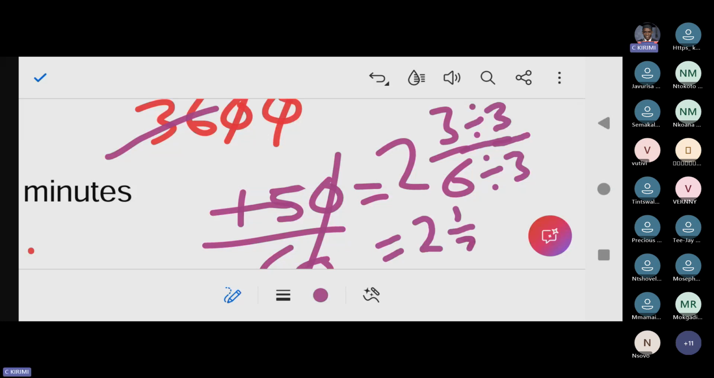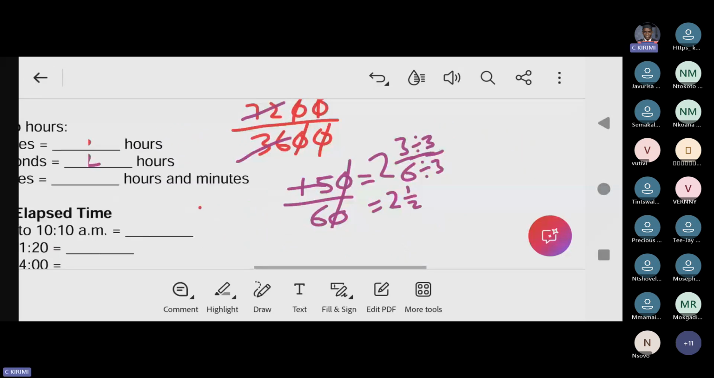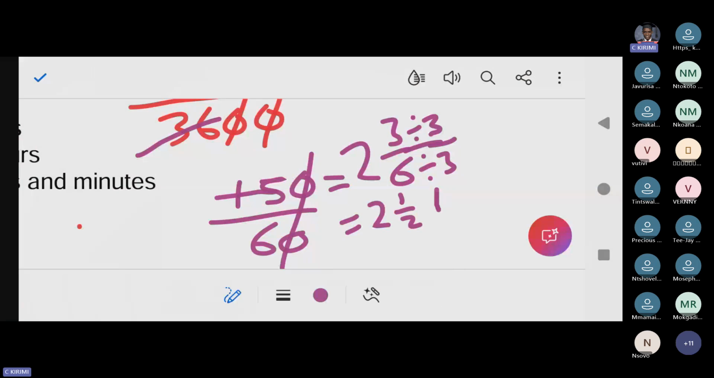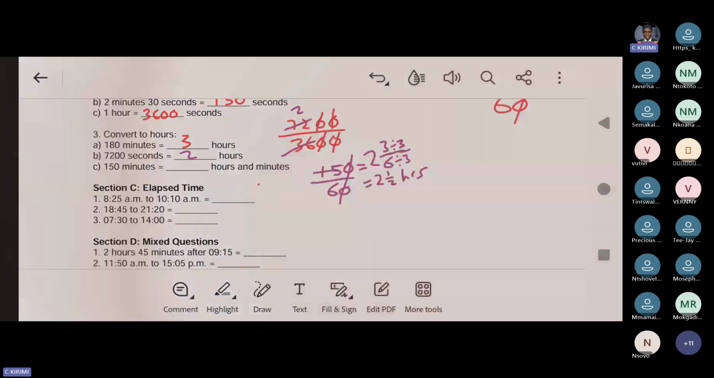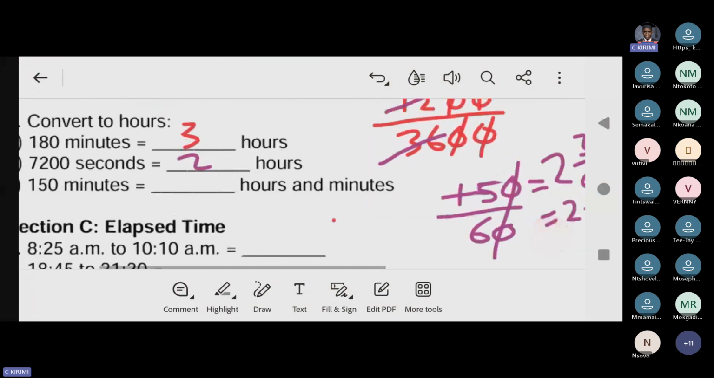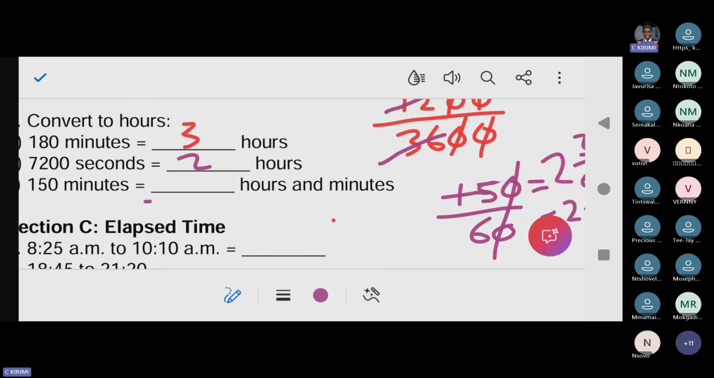Then half an hour. So this is 2.5 hours. We are talking of 2.5 hours. 150 minutes is 2.5 hours. So half an hour is 30 minutes. So it's 2 hours, 30 minutes. So you write your answer as 2 hours and 30 minutes, 2 hours and 30 minutes.